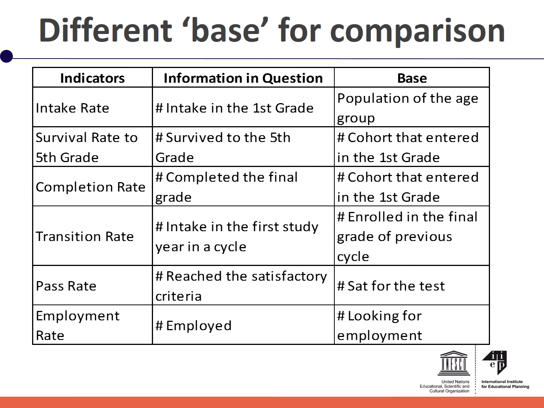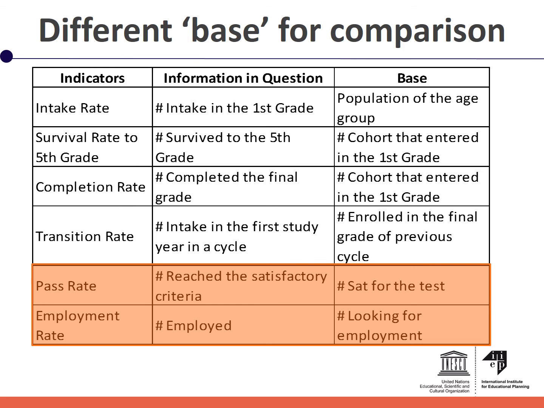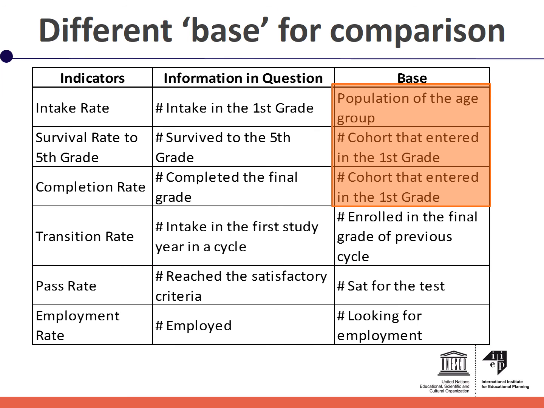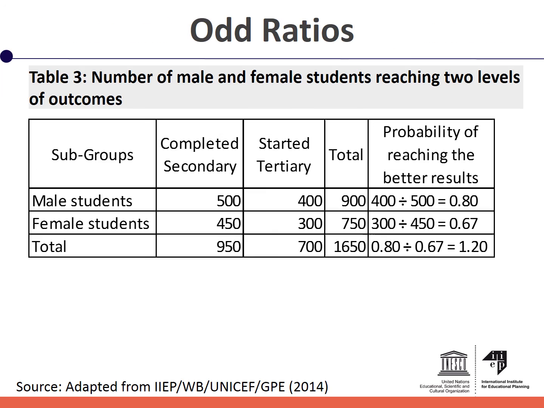You may also measure the gender disparity in the learning achievements as well as longer-term outcomes. Please note that the base of comparison is different for each indicator. For example, while the intake rate uses the population as the base, the survival rate and the completion rate use the cohort that entered into the first grade. To check each formula, please see the relevant documents in the formula toolbox of the platform.